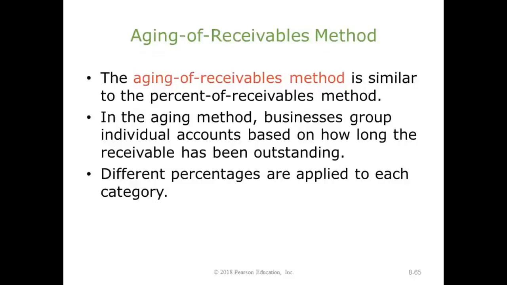Now let's take a look at the aging of receivables method. Again, very similar to the percent of receivables method, but in this case we're looking at individual accounts based on how long they've been outstanding. Again, the theory is that the longer an account is outstanding, the less likely you're going to get paid. So let's take a look at this next slide.